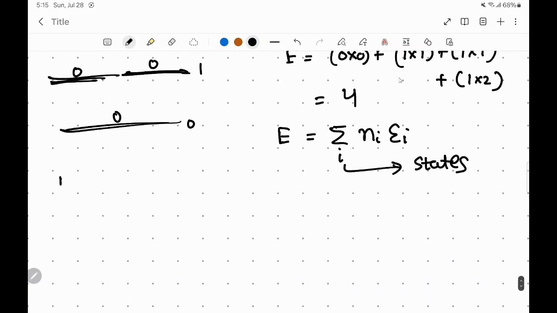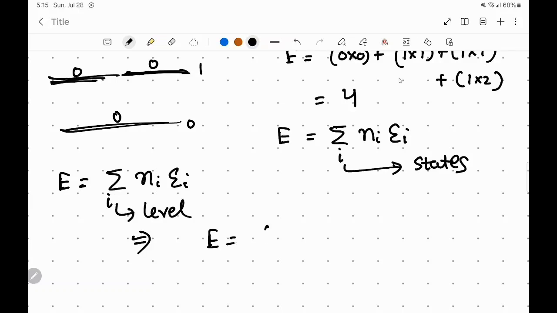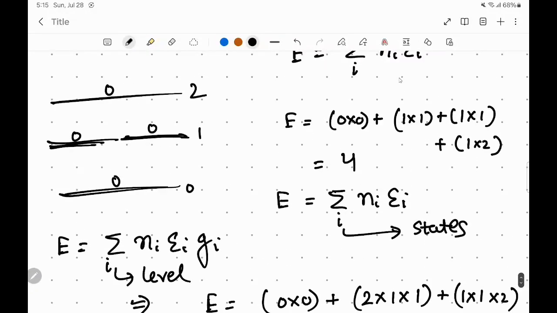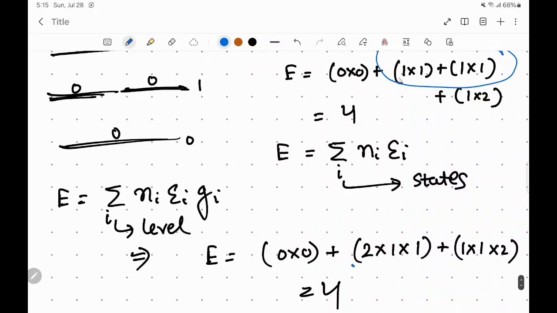But if you consider it as levels, where these i are the levels, then how can you write it? E will be 1 into 0, and the formula will have gi in it. So plus, what is gi here? 2. Ni is 1 and epsilon i is 1, so 1 into 1 into 2. So here it is 4. When you consider the levels, it comes together in this form by including this gi.